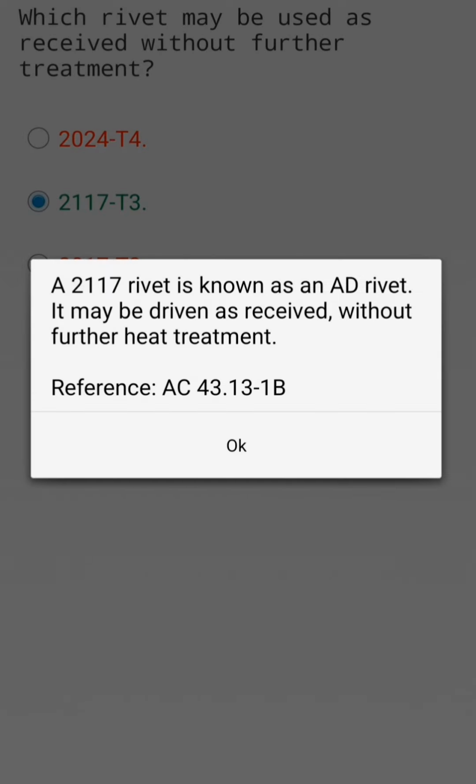2117-D3. A 2117 rivet is known as an AD rivet. It may be driven as received without further heat treatment.